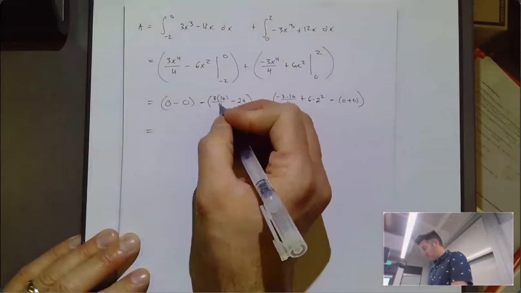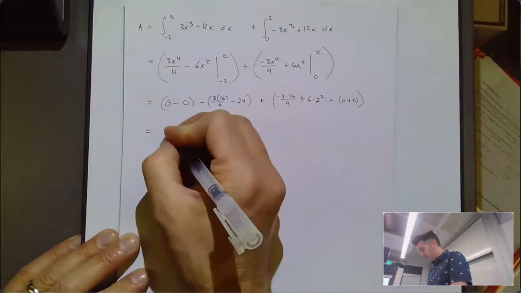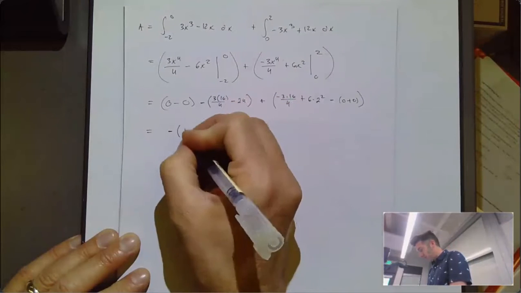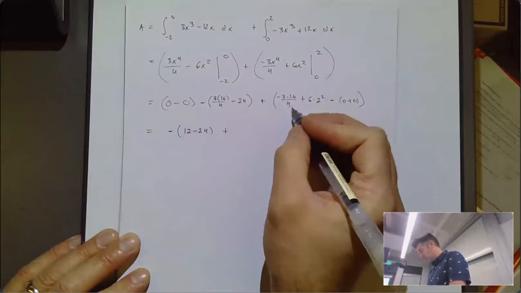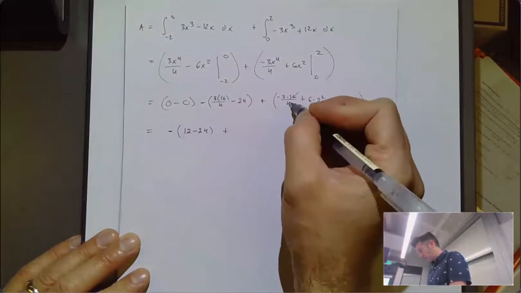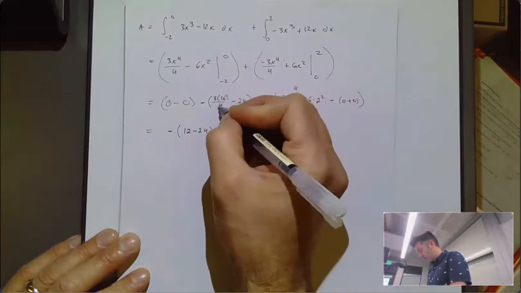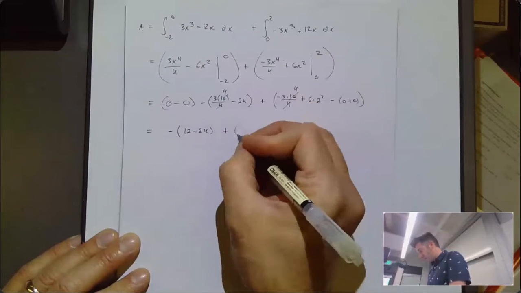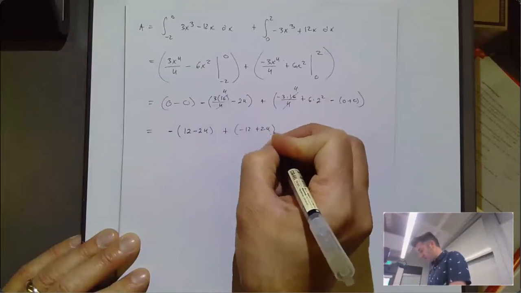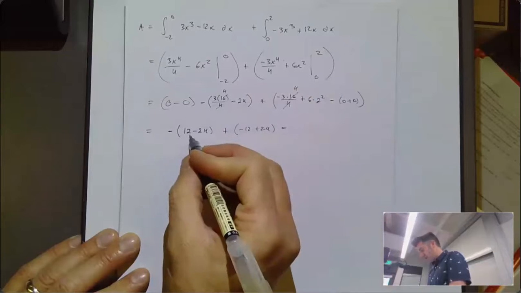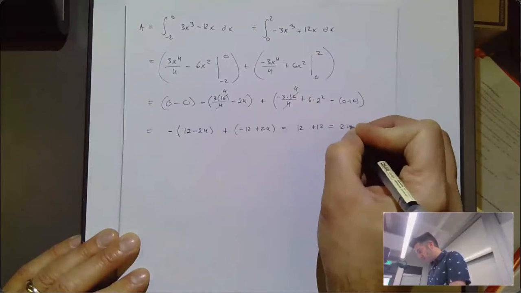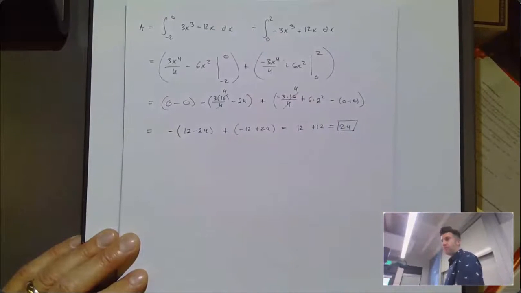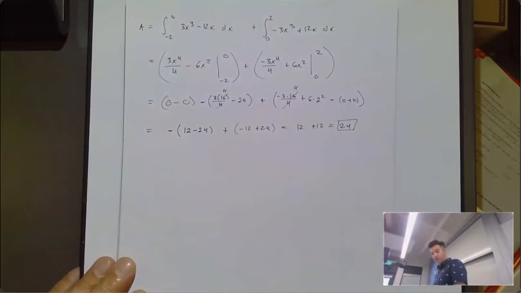So 16 over 4 is 4. So I'm going to get negative 3 times 4 minus 24, plus, same thing here, 16 over 4 is just 4, and negative 3 times 4 is negative 12, plus 24. So we're going to get negative 12 plus 12, which is 24. Couple things to observe here.